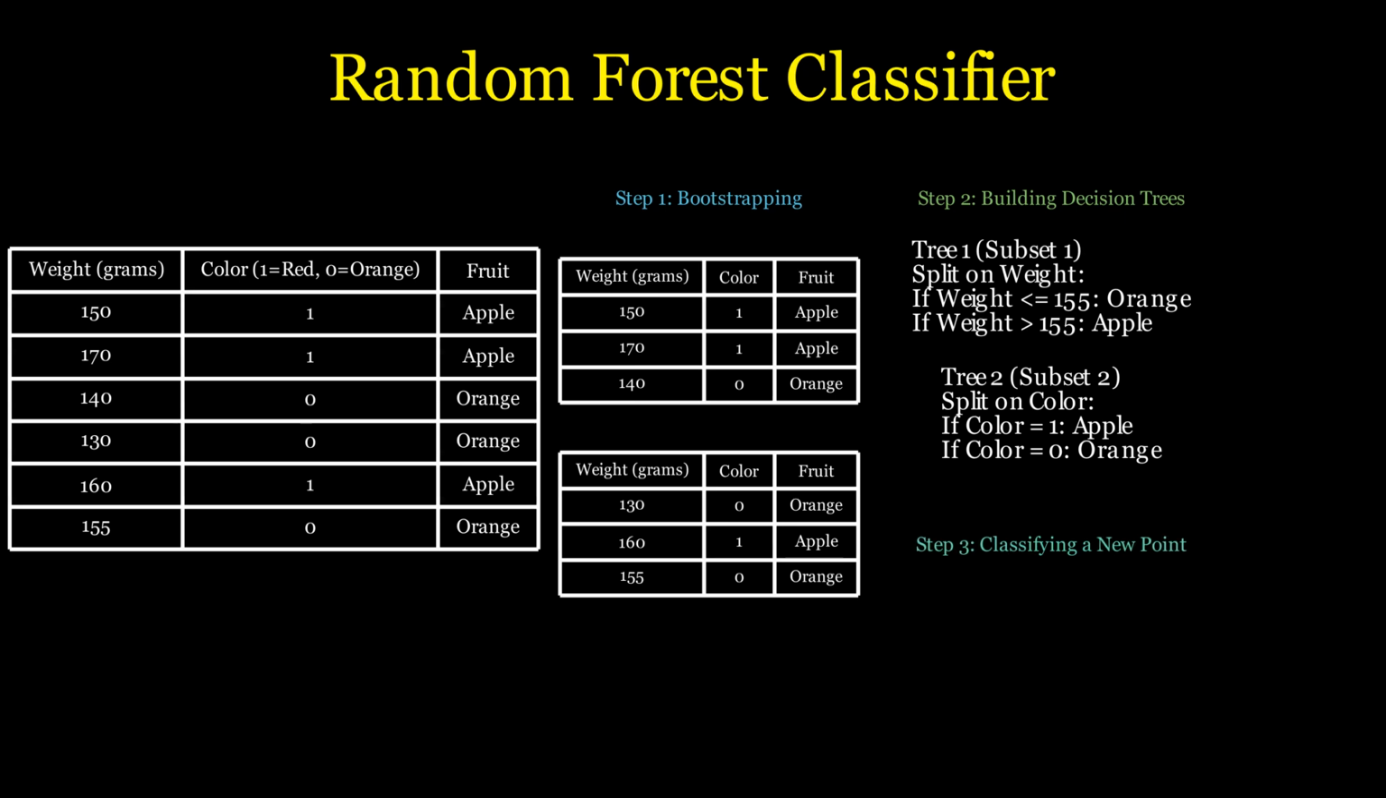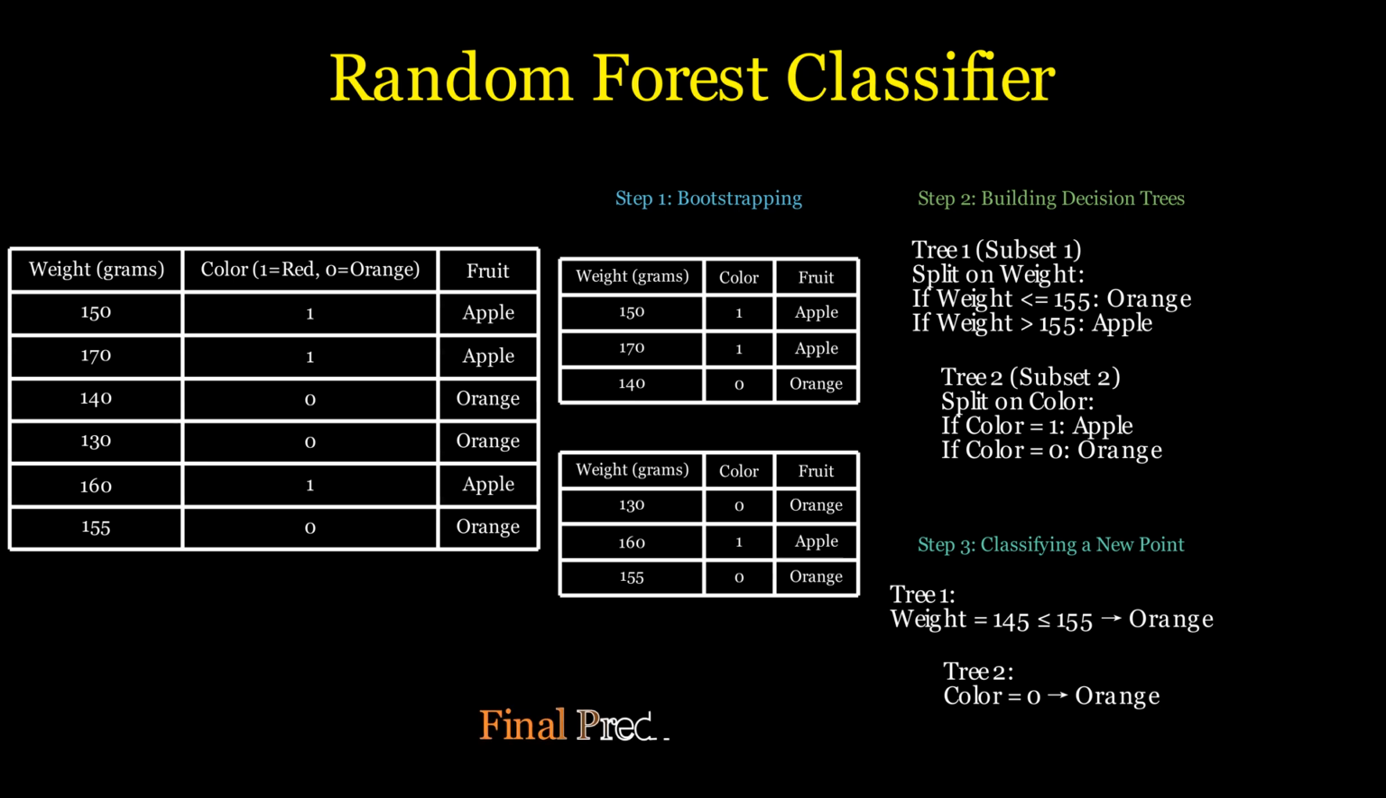Now, suppose we have a new fruit with weight 145 grams and color 0. Let's see how each tree classifies this new point. Since both trees predict orange, the final prediction by the random forest classifier is orange.